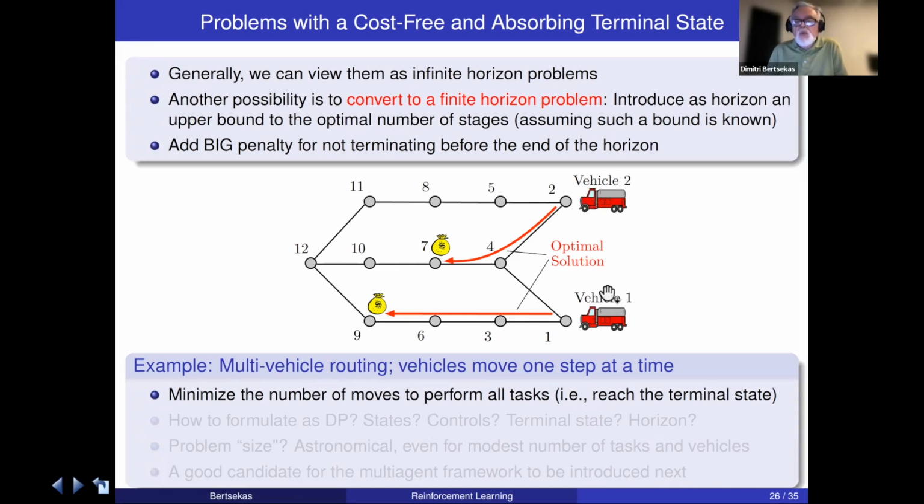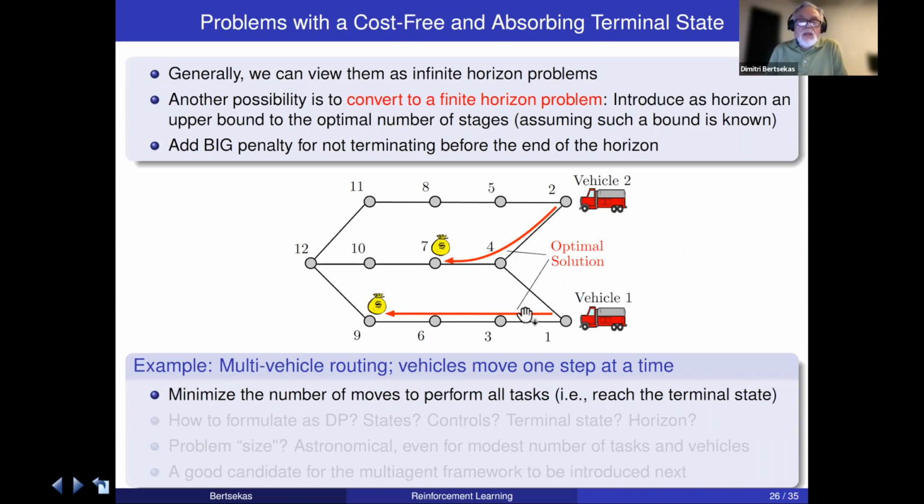So in this particular case, there are two vehicles and there are two tasks. One possible cost function might be to minimize the number of moves to perform all the tasks and reach the terminal state. So these vehicles move simultaneously, one step for each stage. And how would you formulate this as a finite horizon problem?